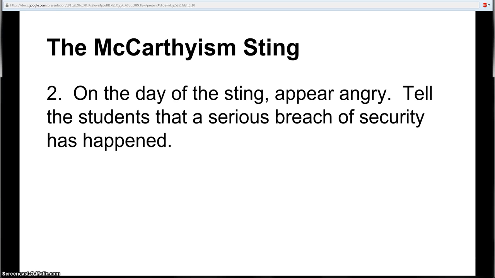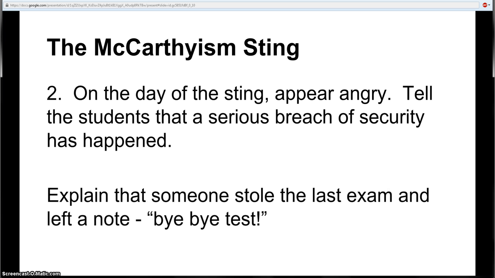Second, on the day of the sting, appear angry. Tell the students that a serious breach of security has happened. Explain that someone stole the last exam and left a note saying something akin to, "Bye-bye, test."